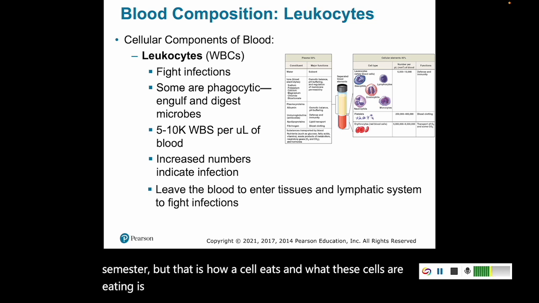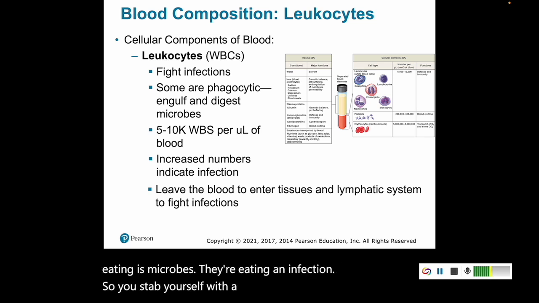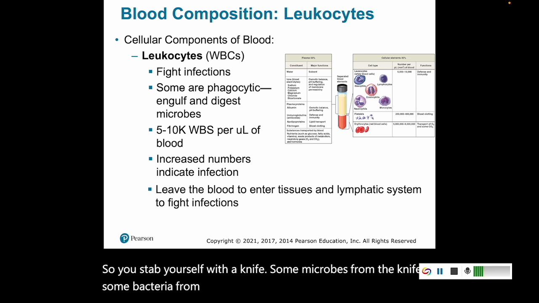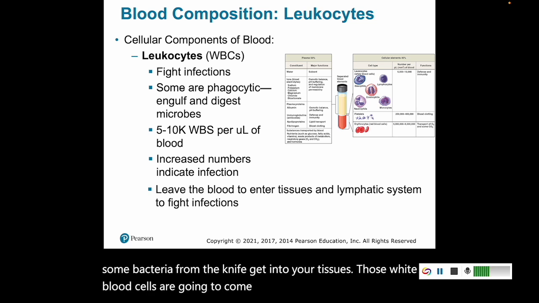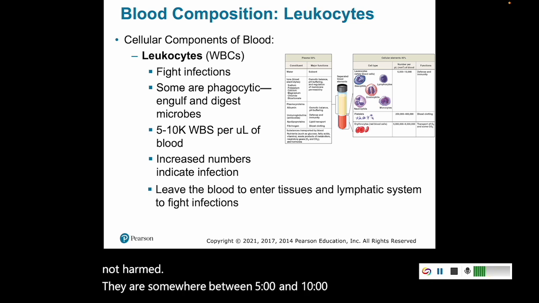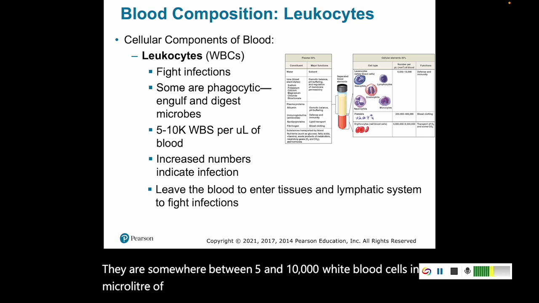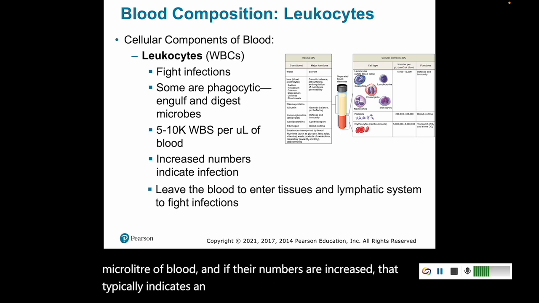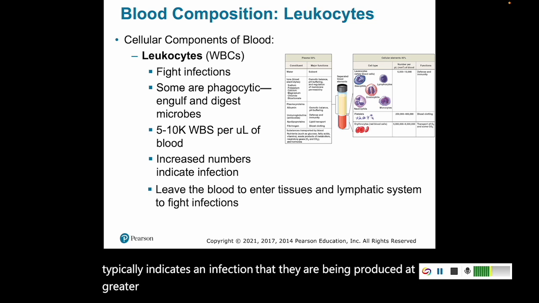They're eating an infection. So you stab yourself with a knife, some microbes, some bacteria from the knife get into your tissues. Those white blood cells are going to come and control that infection, to minimize its effects on your body so that you are not harmed. There are somewhere between 5 and 10,000 white blood cells in a microliter of blood. And if their numbers are increased, that typically indicates an infection, that they are being produced at greater numbers and transported at greater numbers to fight the infection.